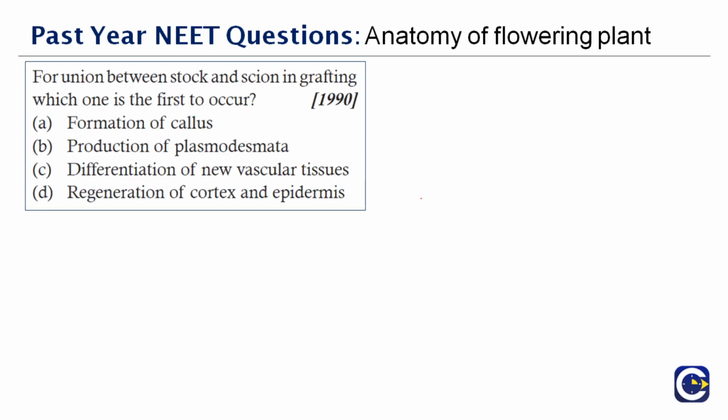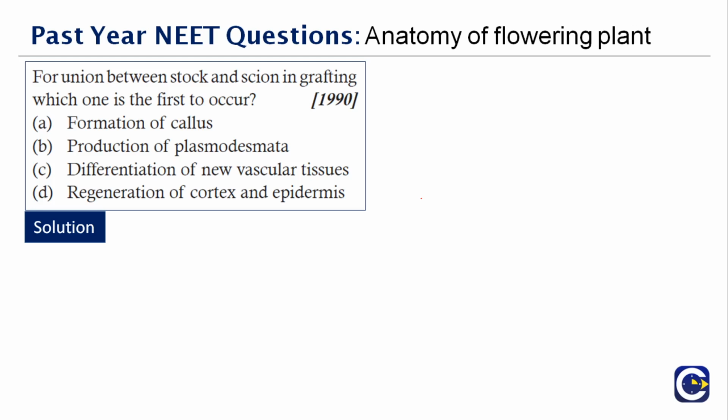Next question. For union between the stock and the scion in grafting, which one is the first to occur? We already discussed what grafting is. In grafting, union between stock and scion produces an undifferentiated mass of cells called callus. Grafting is a method of plant propagation widely used in horticulture, where the tissues of one plant are encouraged to fuse with those of another. It is most commonly used in propagation of trees and shrubs grown commercially. Grafting is limited to dicots and gymnosperms.